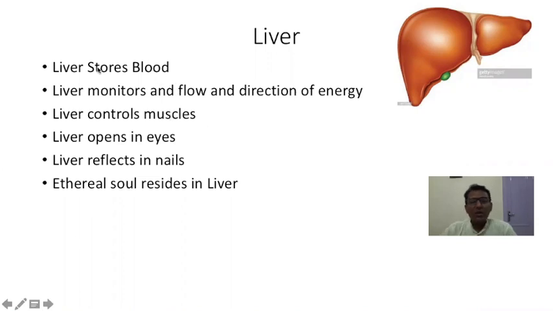The first thing: the liver, as per TCM, stores blood. Even in allopathy, they say that the liver stores blood. The liver is made out of a spongy kind of material. If you know the sponge which is used to clean surfaces, it is very spongy. A lot of pores are there inside the sponge.